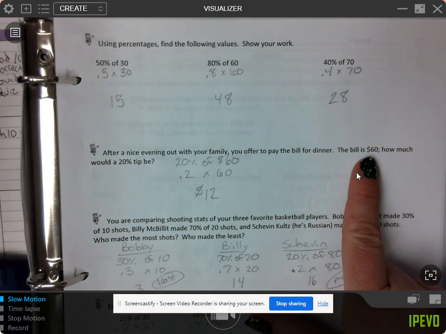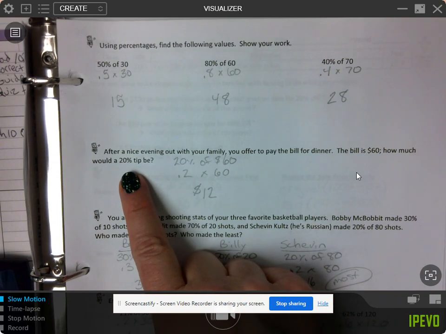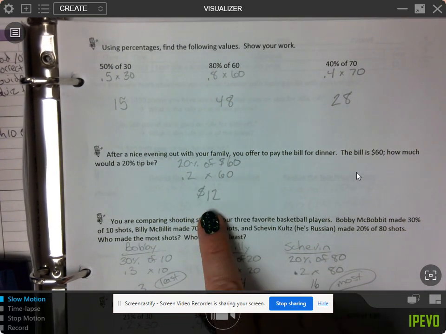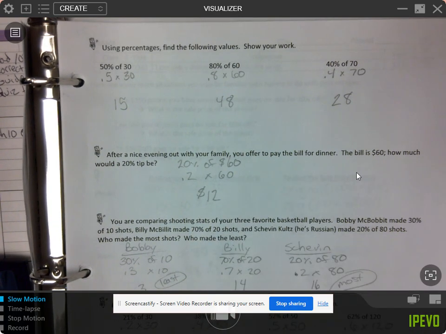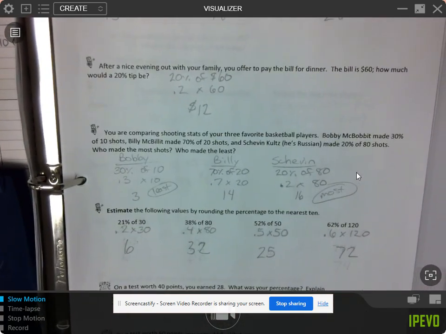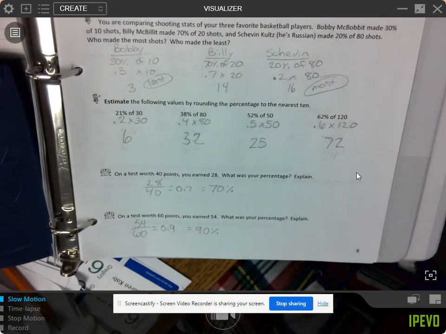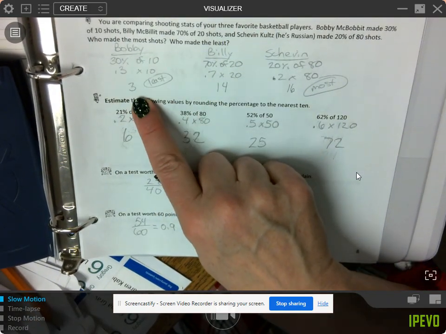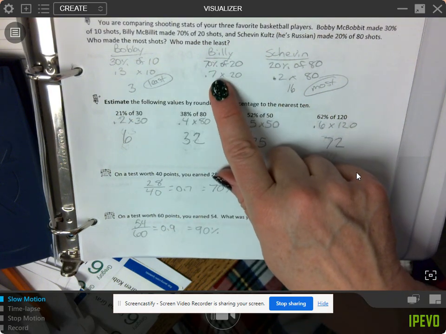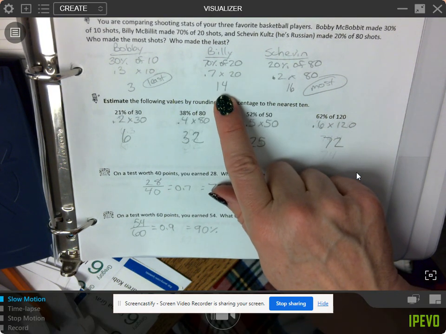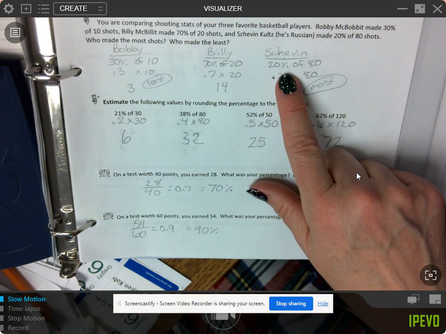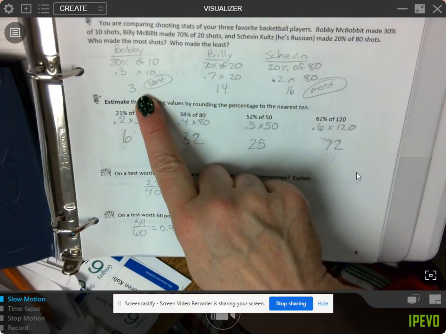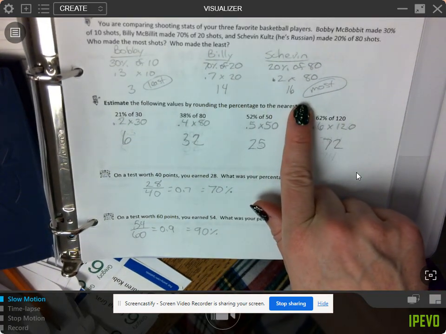If the bill is $60, what would the 20% tip be? So 20% of 60 is $12. Then we had Bobby, Billy, and Chevin. Bobby made 30% of 10 shots, which is 3. Billy made 70% of 20 shots, which is 14. Chevin made 20% of 80 shots, which is 16. So Bobby made the least, and Chevin made the most.